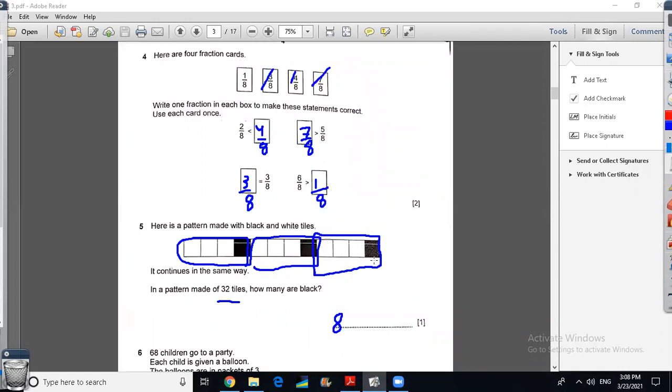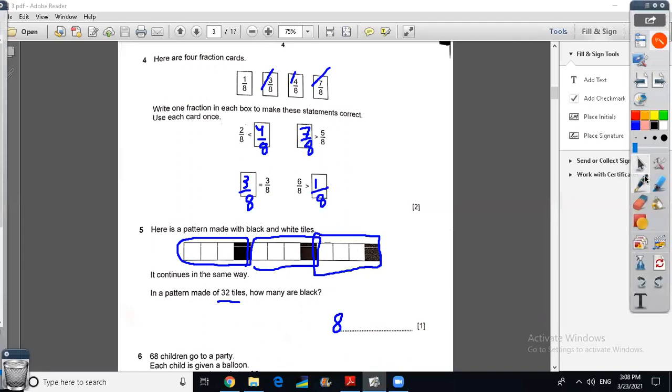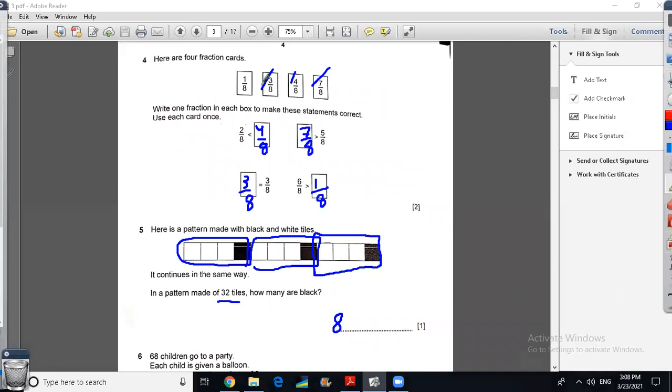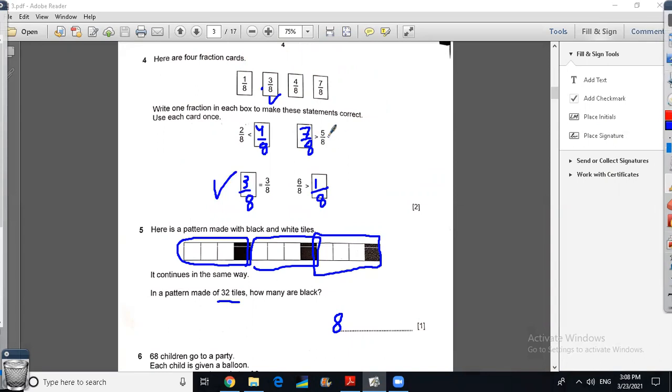All right, it says here, use these fractions in the right places. The first one that you should do is 3 over 8 is equal to 3 over 8. Done. There is only one fraction that is greater than 5 over 8, which is 7 over 8. And here they're saying 2 over 8 is less than what? The only one that is correct is 4 over 8. And the last one, 6 over 8, is greater than 1 over 8.